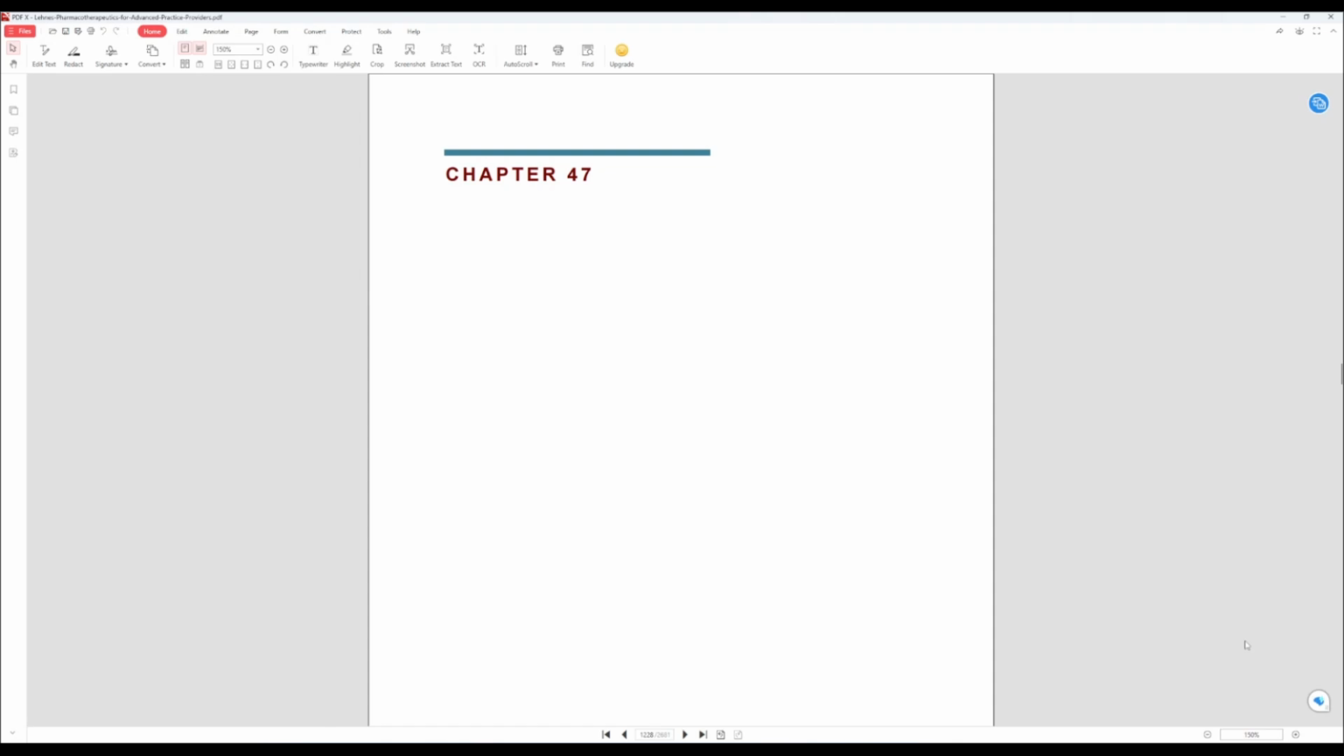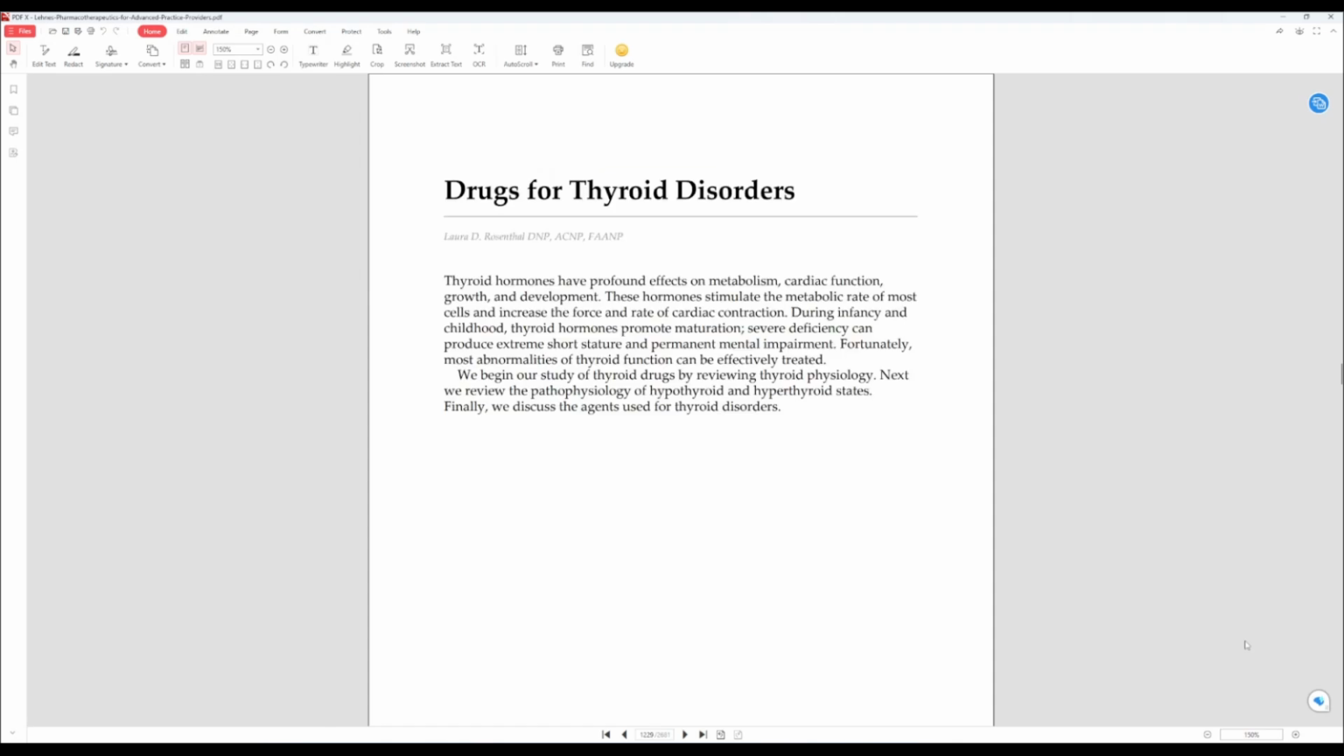Today we're talking about Chapter 47, Drugs for Thyroid Disorders. Thyroid hormones have profound effects on metabolism, cardiac function, growth, and development. These hormones stimulate the metabolic rate of most cells and increase the force and rate of cardiac contraction. During infancy and childhood, thyroid hormones promote maturation. Severe deficiency can produce extreme short stature and permanent mental impairment.